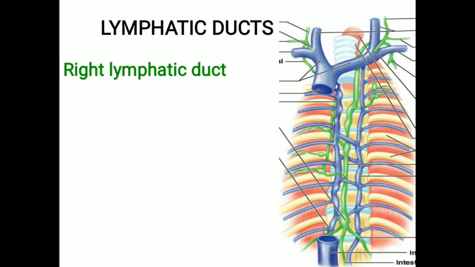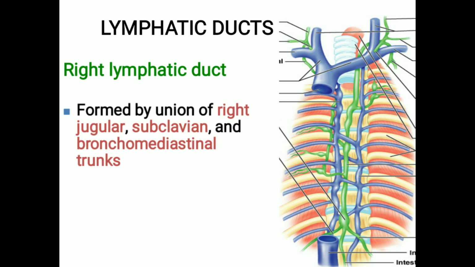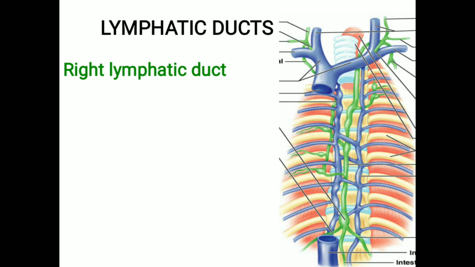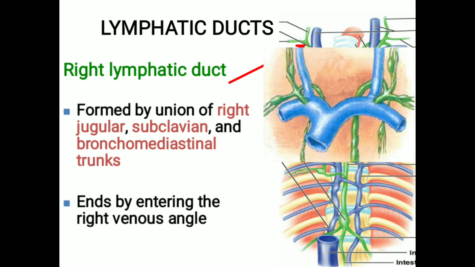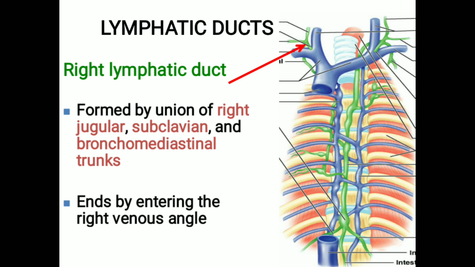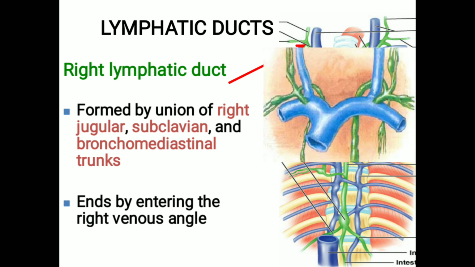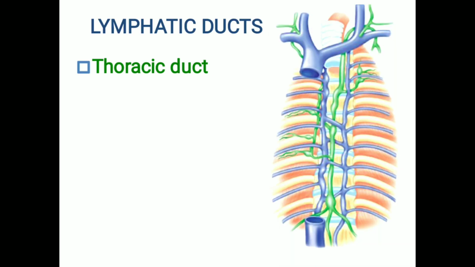Okay, lymphatic ducts. There are two lymphatic ducts, the first called the right lymphatic duct. The right lymphatic duct is formed by the union of the right jugular trunk and right subclavian trunk, and this is what you are seeing, called the right lymphatic duct. It ends by entering the right venous angle. You are seeing this: the right subclavian vein and right jugular vein, forming the right lymphatic duct where it drains.